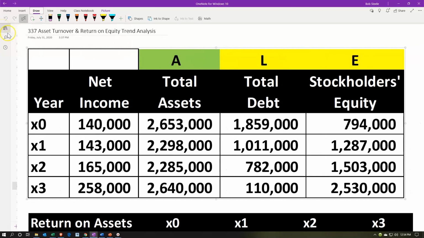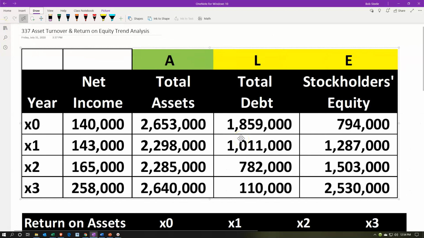Closing this back up, we're going to have our information up top. That information is something we'll go over in total first, and then we'll take a look at components of it as we go through the practice problem. Information includes the years, X0, X1, X2, X3. We have our income statement number, which is the bottom line of the income statement, net income. Then we have our balance sheet numbers, which are basically the totals of the balance sheet, which correlate to the accounting equation, assets equal liabilities plus equity, including total assets, total debt, and the stockholders' equity numbers.